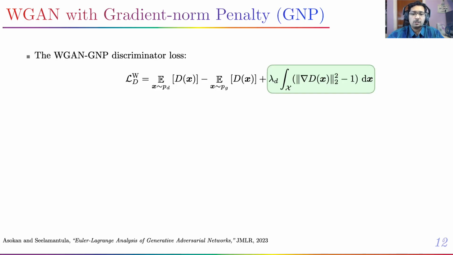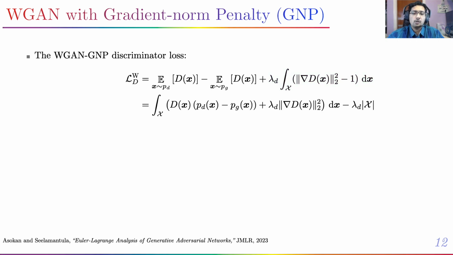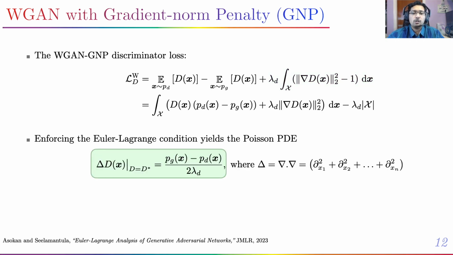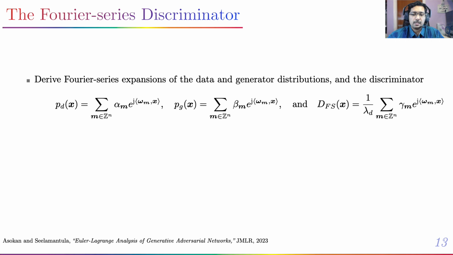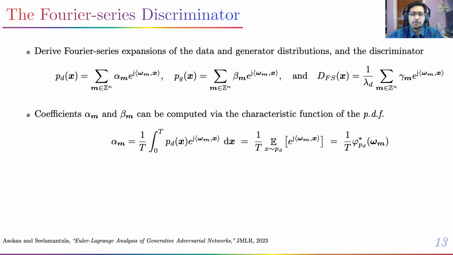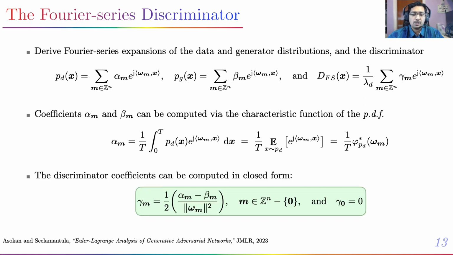Coming back around, a more interesting use case for this analysis is the WGAN loss with a gradient norm penalty enforced uniformly over the support script X. This loss, when analyzed within the EL framework, yields a Poisson partial differential equation that governs the optimal discriminator D star. In this work, we explored a Fourier-series approach to solving the PDE. Considering Fourier-series expansions of the data distribution PD, generator distribution PG, and D star, we showed that the Fourier coefficients of PD and PG can be computed by evaluating a sample estimate of the characteristic function at the desired harmonic omega m. This gives us a closed form expression for the coefficients of the discriminator.